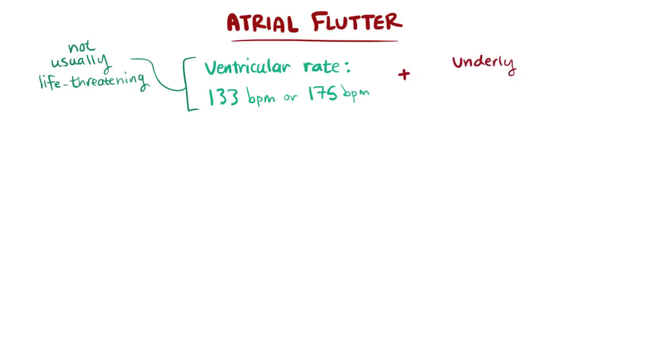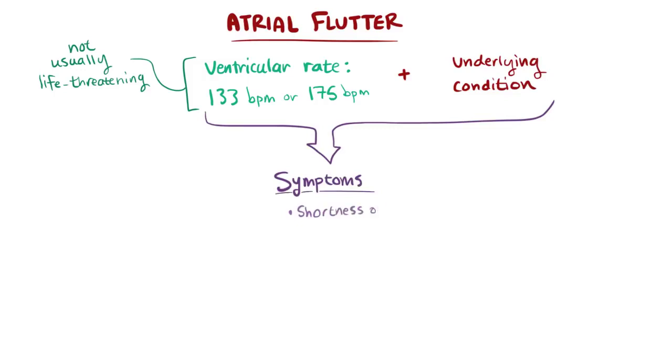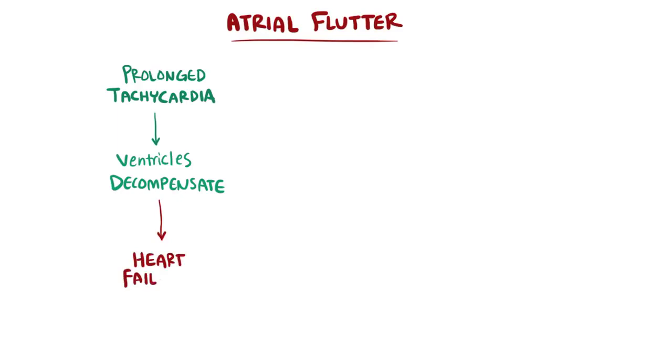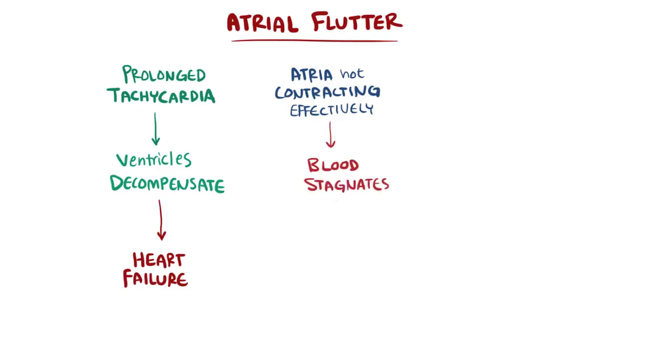If somebody has an underlying condition where they aren't able to physically tolerate high ventricular rates like this, they might feel symptoms like shortness of breath, chest pain, dizziness, and nausea. Over time, from prolonged episodes of tachycardia, the ventricles can tire out and decompensate, and people can develop heart failure. Also, since the atria aren't contracting very effectively, blood tends to stagnate or pool in the atrium. And this can lead to formation of blood clots that can embolize to the brain and cause a stroke.